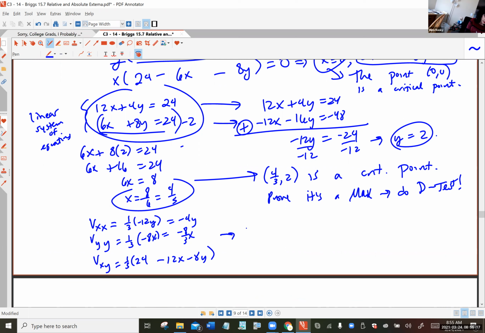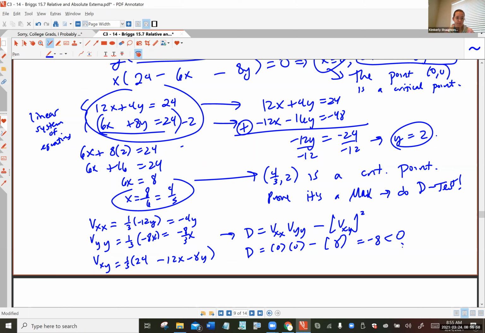So when you put this all together, D is going to be Vxx times Vyy minus the mixed partial Vxy getting squared. Just for kicks and giggles, if you did evaluate this at (0, 0), what would happen? I claim this would be 0, this would be 0, and then this one would be, I think, 8. So you'd get a negative number. And so what does that mean? You actually don't have a minimum at (0, 0). What do you have? Not a min. What happens when D is negative? Saddle point. Saddle point, yeah.